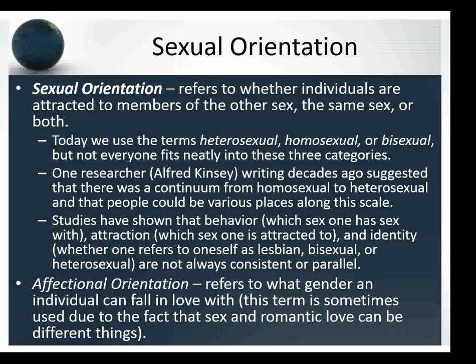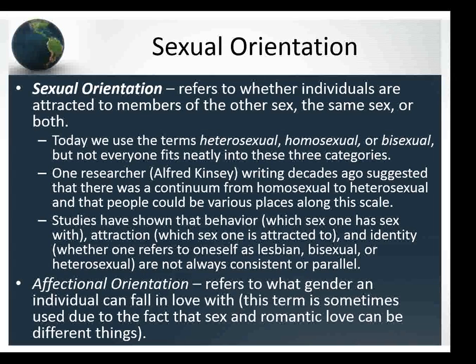be, are not always consistent or parallel, which is incredibly confusing because what do you call someone who, say, is a woman that has sex with women but can also love men but has sex with women more but considers herself to be straight? These things aren't always parallel, which brings us to talk about another spectrum. This one is affectional orientation.